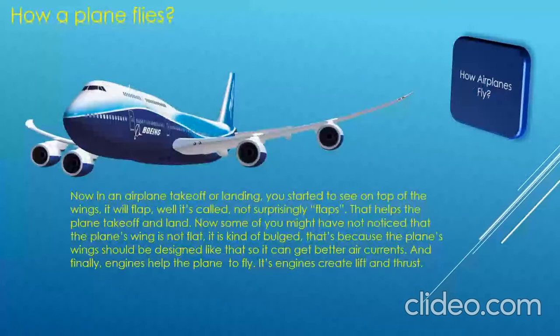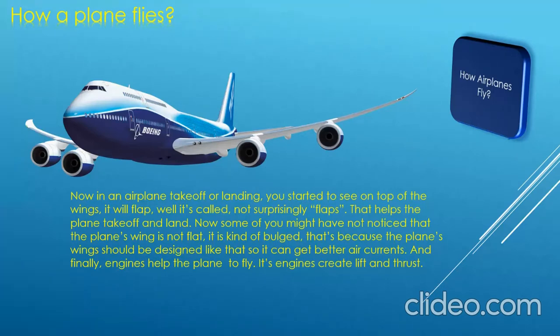How a plane flies. You can just pause the video or I'll just tell you along. In an airplane takeoff or landing, you start to see on top of the wings that they flap. Not surprisingly, they're called flaps. When your plane is landing, it tilts up but it goes down. You might be thinking, how's that possible? Some of you might not have noticed that the pilots have put flaps. The flaps help the plane tilt up and go up, but how's it going down, you may be asking?